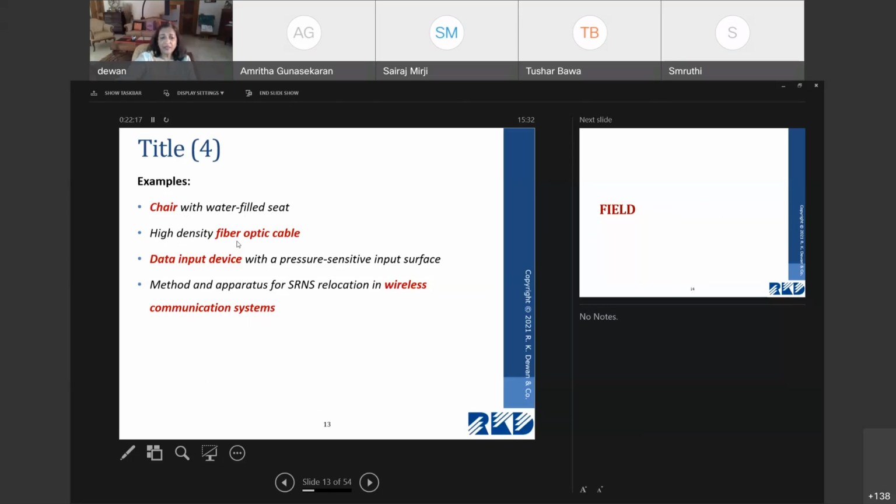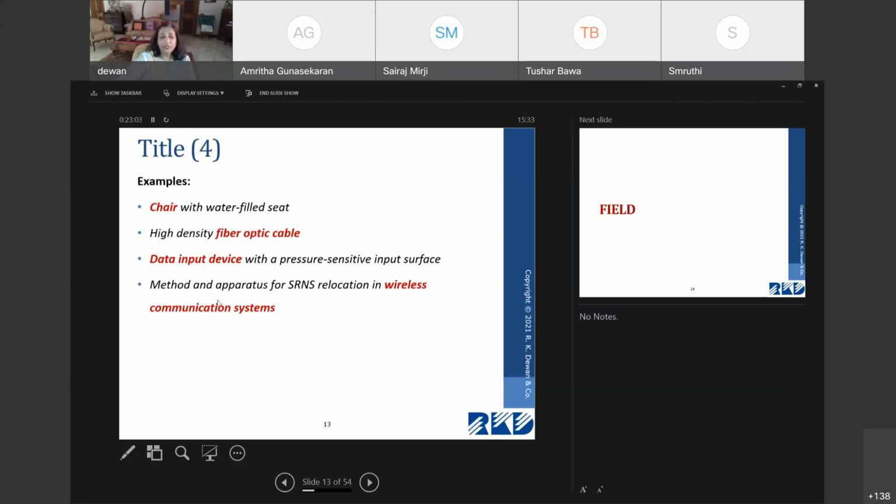Same way, let's say high density fiber optic cable. Fiber optic cable is my subject matter, and the specific feature is that it is high density, again about 5 words. Another example: data input device with a pressure sensitive input surface. Data input device is my subject matter, because it's broader. Then my specific feature here is the pressure sensitive input surface. This has gone a little more than 5 words, but it is still within the 15 words.